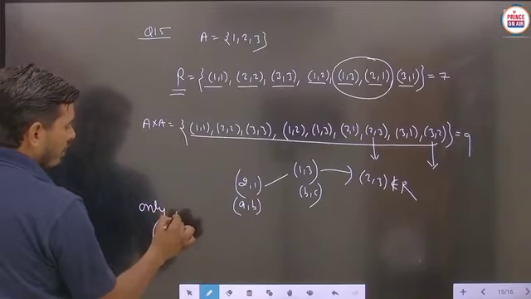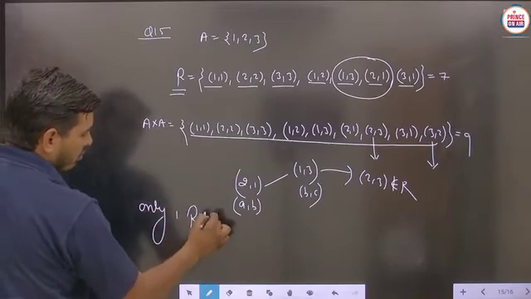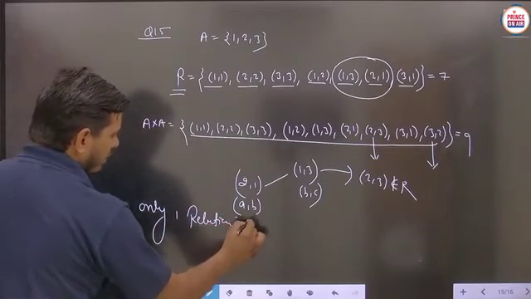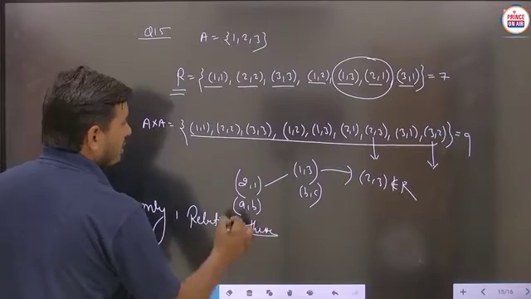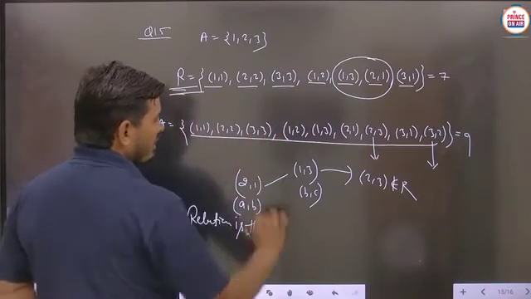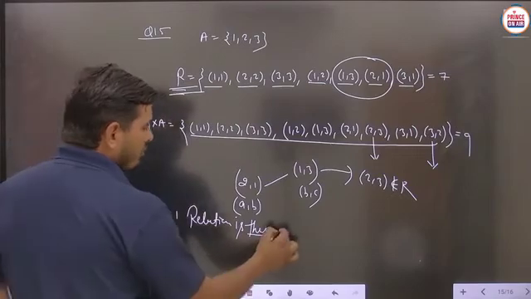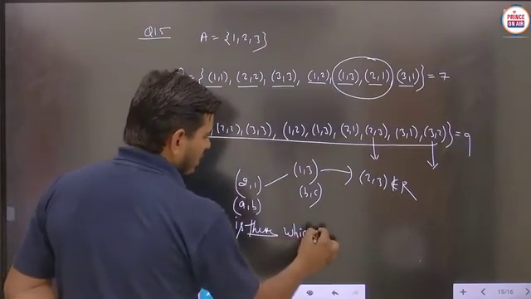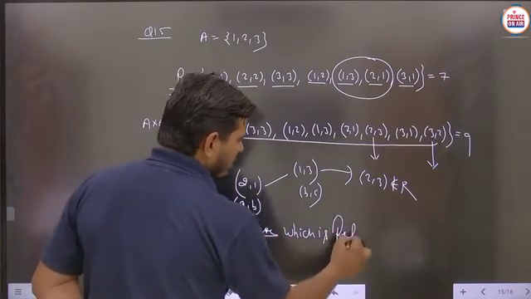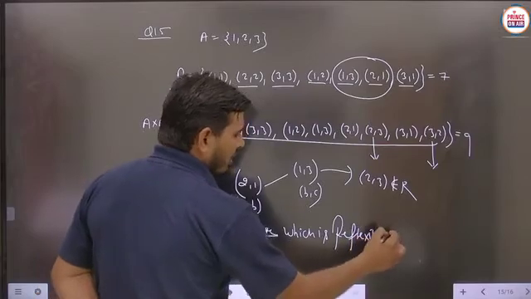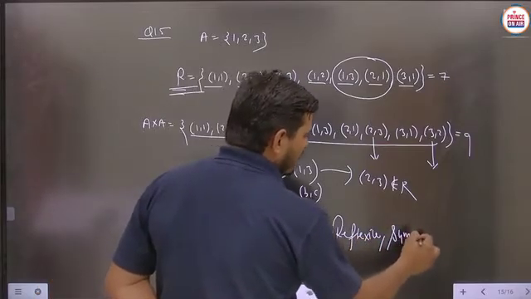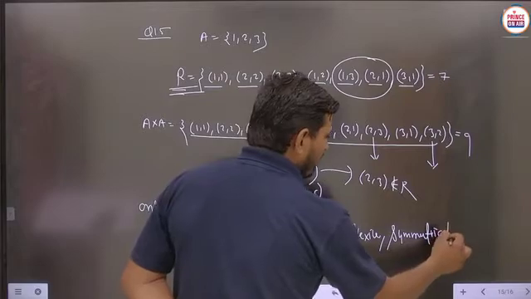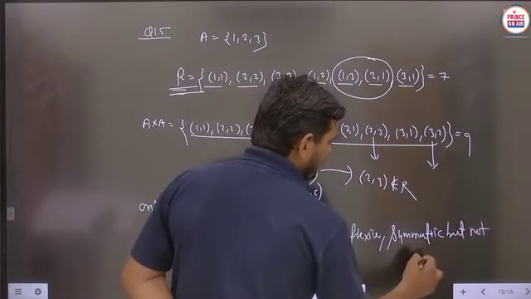So only one relation is there, and it is written here. This relation R1 is written here. So only one relation is there which is reflexive, symmetric but not transitive. Symmetric but not transitive. Is it clear?